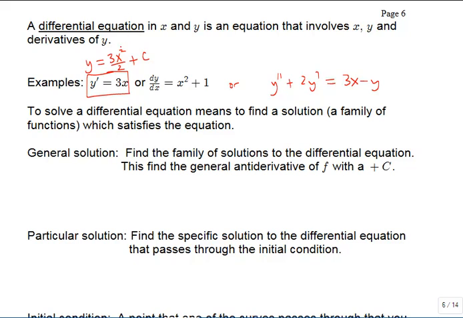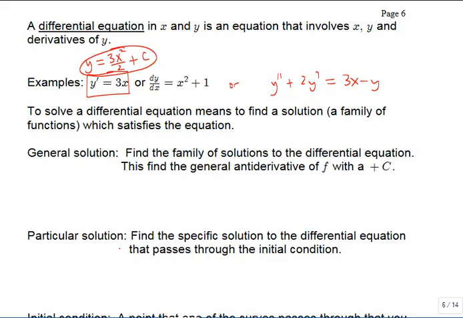So there's a whole family of curves that would satisfy this differential equation. To solve a differential equation means finding a solution or a family of functions which satisfies that equation. We have two types of solutions. A general solution is when you're trying to find the family of solutions, and that's when you find that general antiderivative and then you take a plus c on the side. So that would be this right here. This is called your general solution.